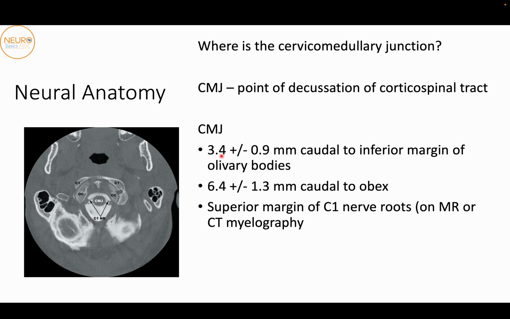It has been found that the cervicomedullary junction is located about 3.4 millimeters, with limits of 0.9 millimeters around that, inferior to the inferior margin of the olivary bodies. We can also measure it relative to the obex, and it will be about 6.4 millimeters caudal to the obex. A much easier way to identify it, on the other hand, would be with a CT myelogram. You can identify the superior border of the C1 nerve roots, and that is the point where the cervicomedullary junction should be located.